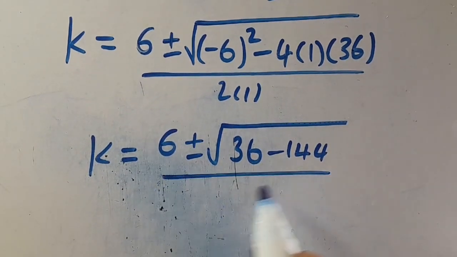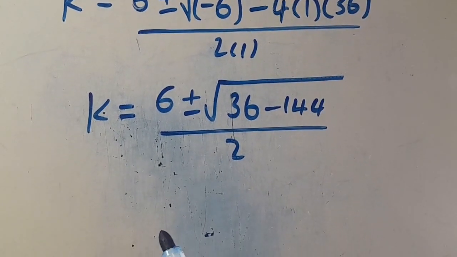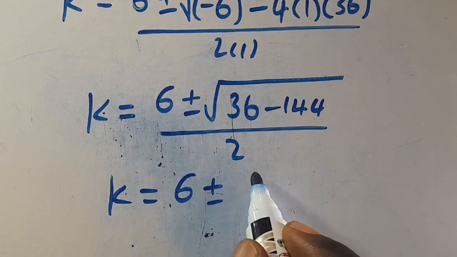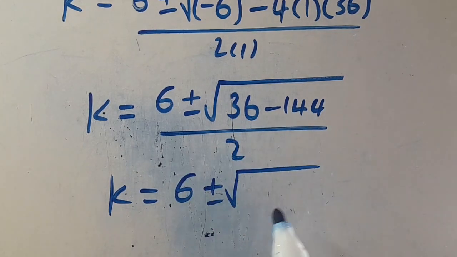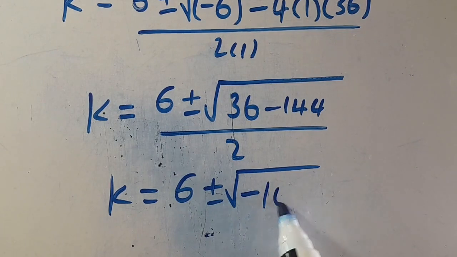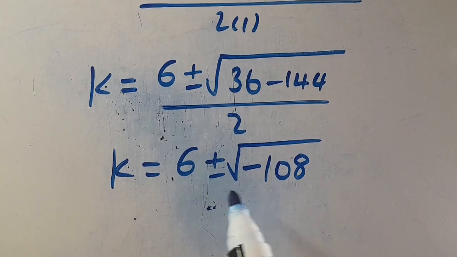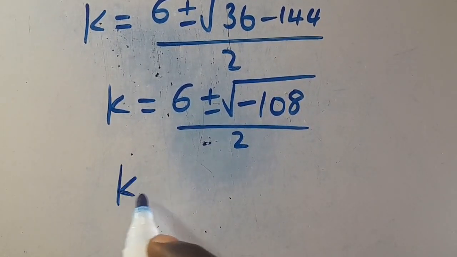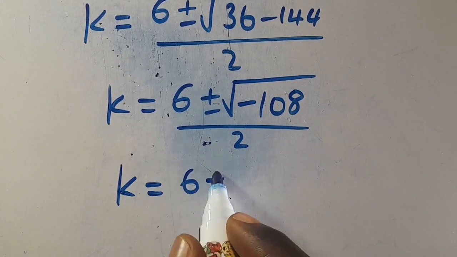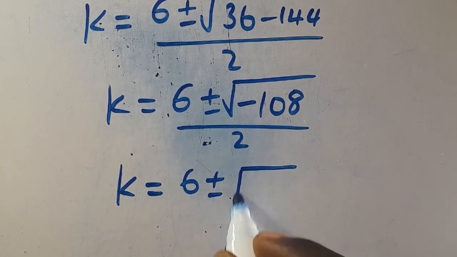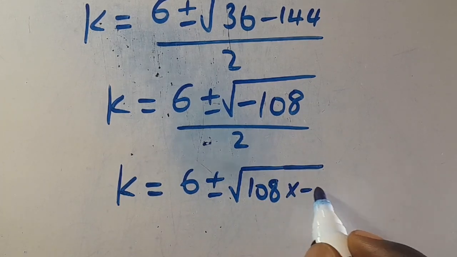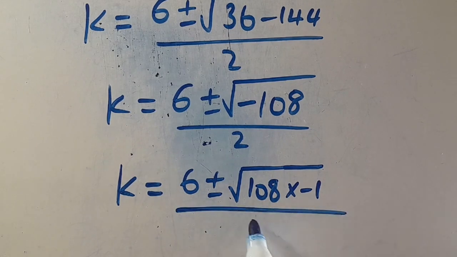Then all divided by 2. So from here, we have k equals 6, positive or negative, square root of 36 minus 144, which will give us 1 minus 108, divided by 2. We have k equals 6, positive or negative. We can have this one to be 108 times minus 1, divided by 2.